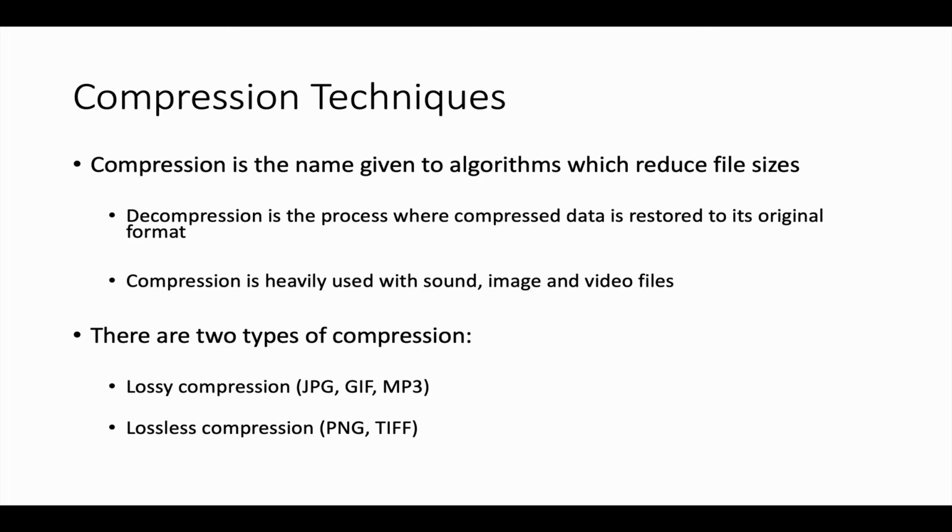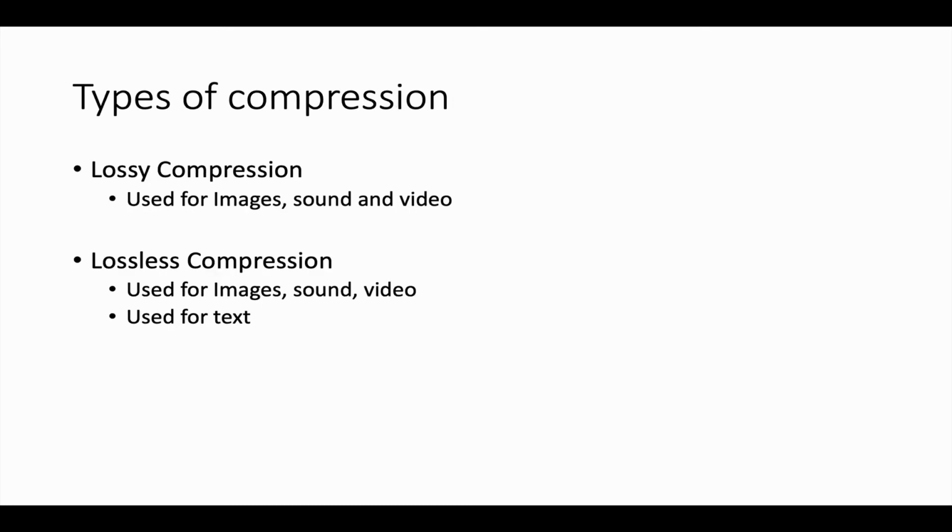There's two types of compression, lossy and lossless. Last video we looked at lossy compression and we began the first part of lossless when we looked at run length encoding. So if you remember, lossy compression is used for images, sound and video, and lossless compression can be used for them, but is also used for text.